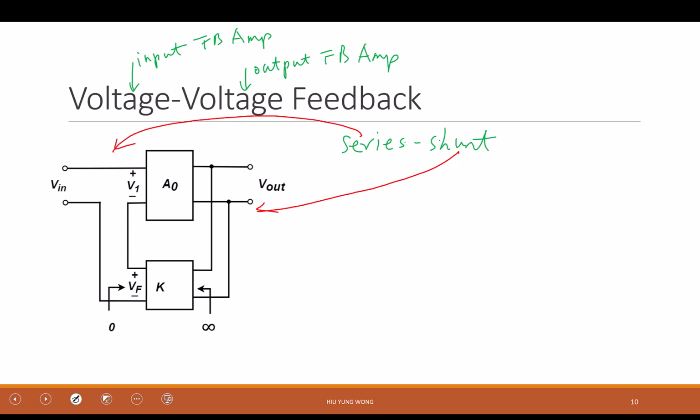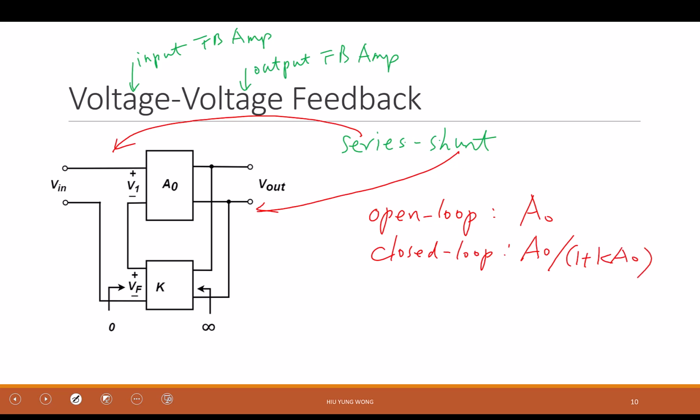Okay, so can you tell me what is the open loop gain of this circuit? A naught over 1 plus K A naught. I say open loop. A naught, yeah. You guys are very smart, but sometimes too fast, and then I cannot give you partial credit when you give me this answer. Okay, closed loop gain is A naught over 1 plus K A naught, which you learned before.